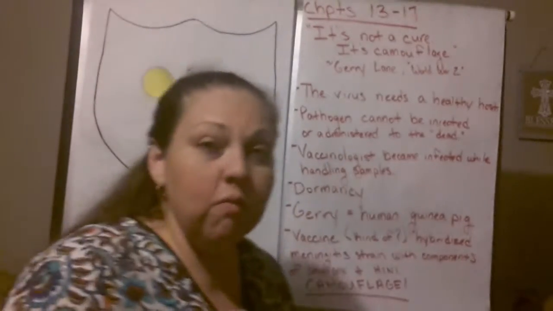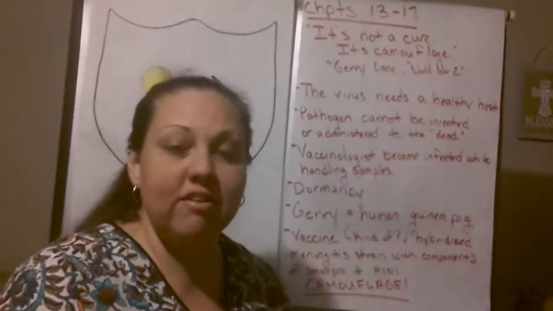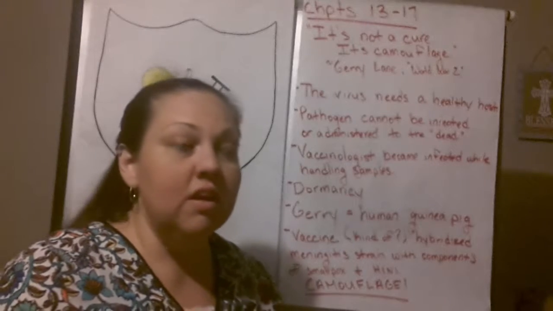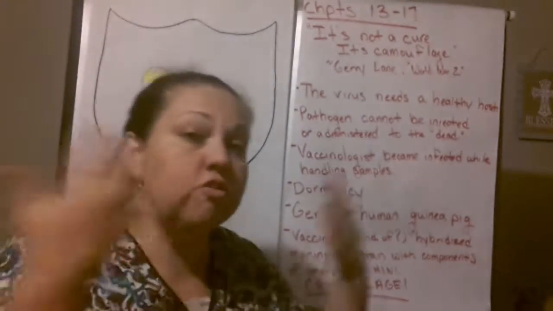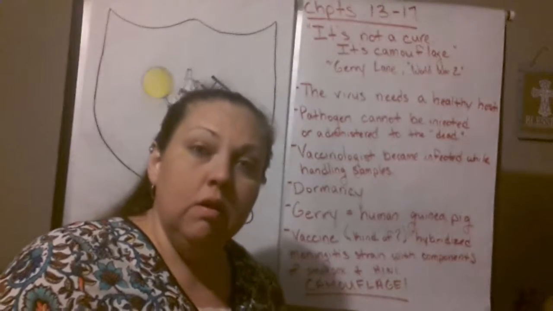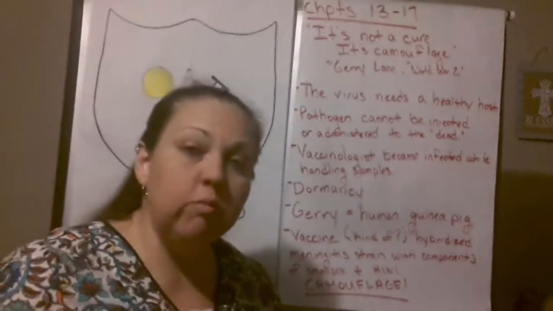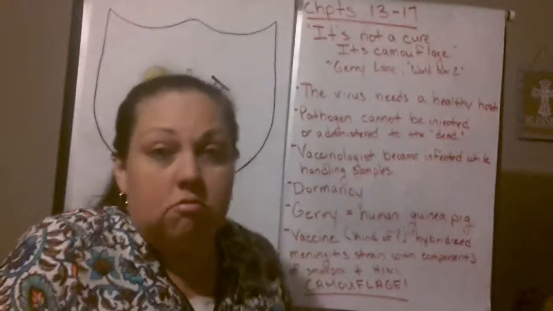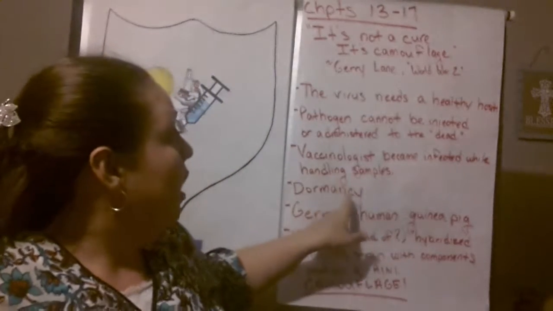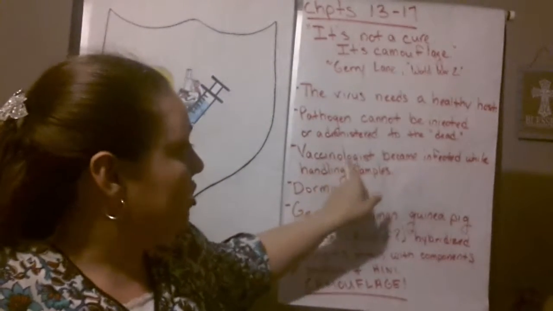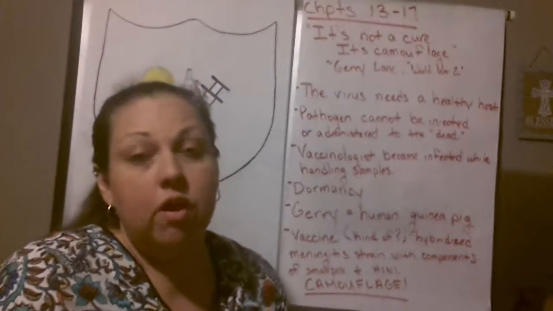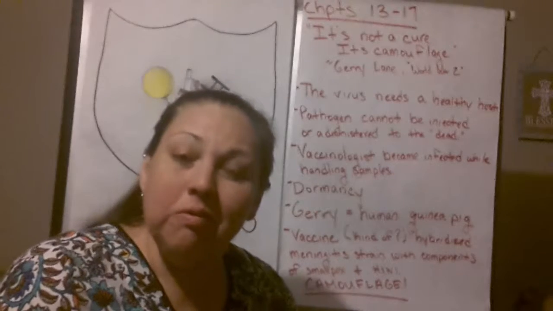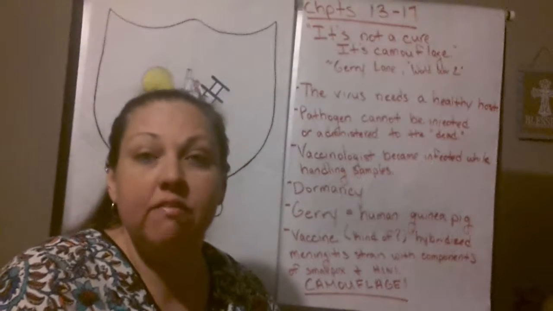So we found out I can't give a virus or bacteria to these infected people because they're not technically alive. There's no circulatory system, so there's no way I can inject them with something and kill them. They're not alive, so that's not going to work. We learned that the vaccinologist became infected by handling samples. So we discovered another way, which we kind of knew, that they can be infected.